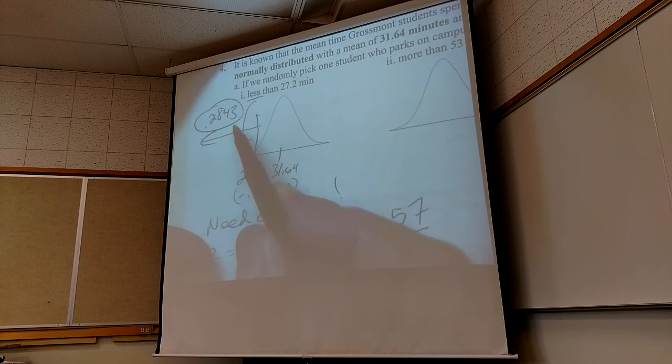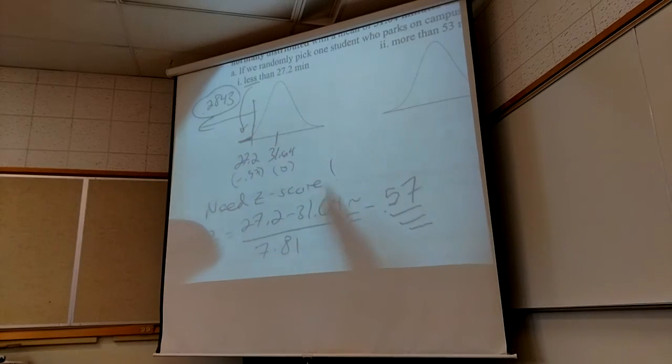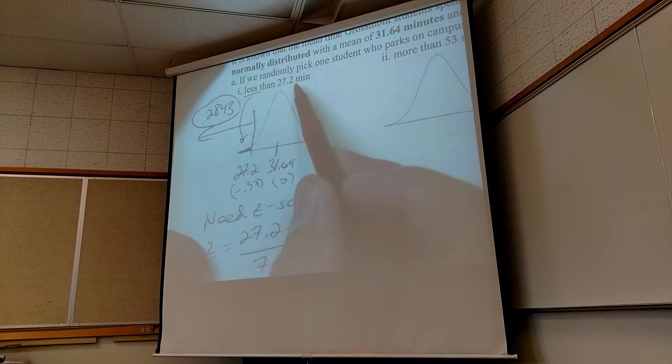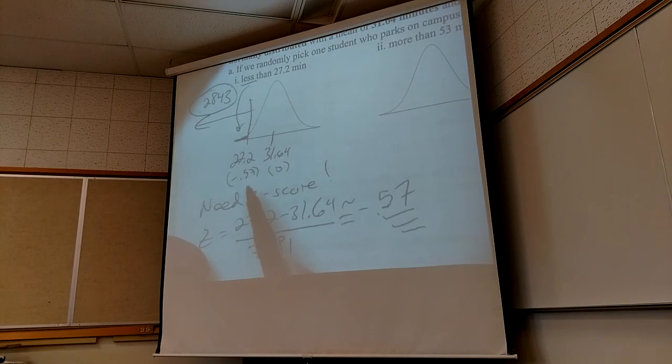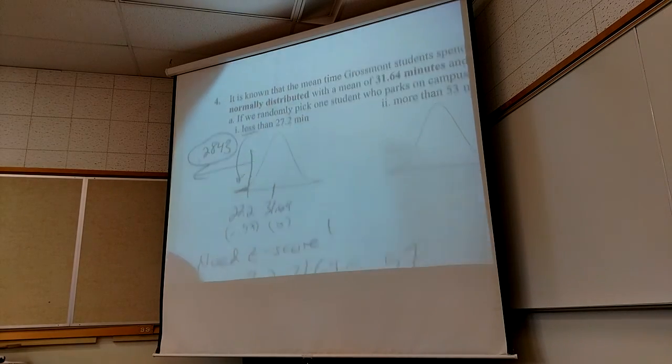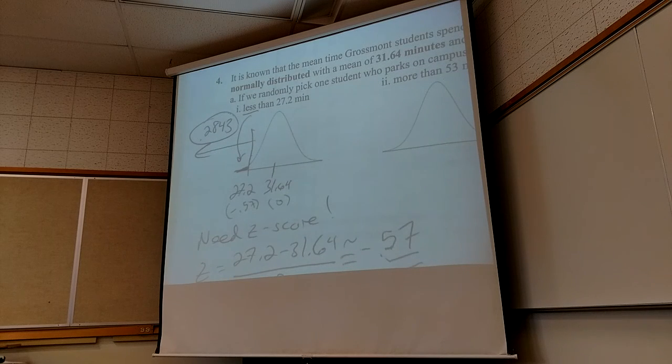You guys get that? 0.2843? So you make 27.2 minutes into a z-score first. We know it's normally distributed, so we can use the z-score chart to get any answer I want to, as long as I first get z-scores. Kind of makes sense. Z-score chart needs z-scores. So I make it into a z-score, I round it, and then I look it up, and you get 0.2843.